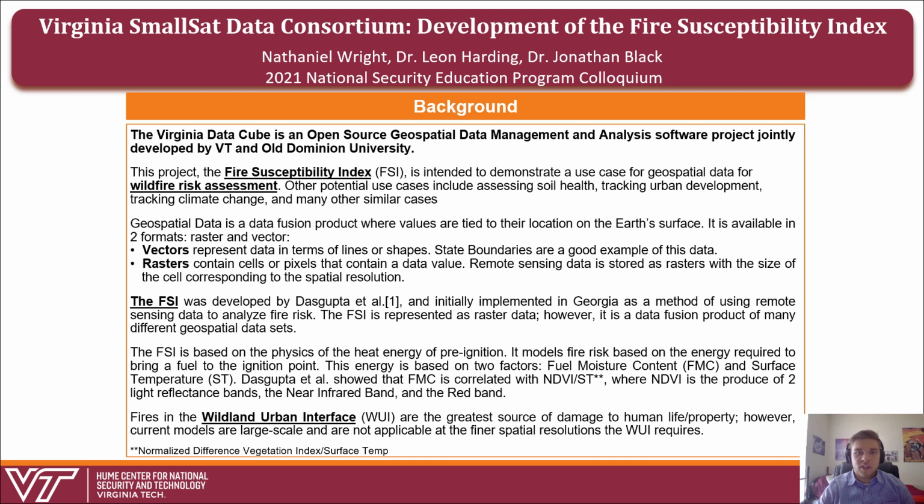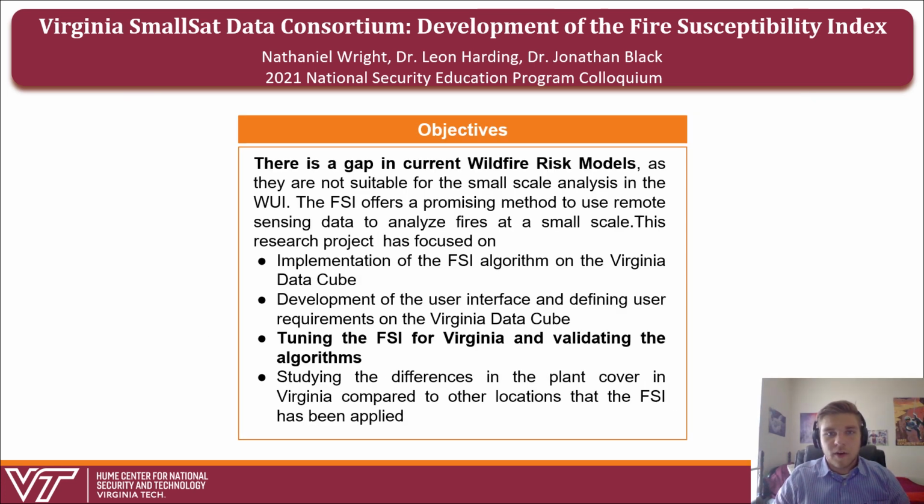Fires in the wildland-urban interface, or WUI, are the greatest source of damage to human life and property, but current models are not well suited for the finer spatial resolutions the WUI requires. Prior work demonstrated that the FSI can be applied at these finer spatial resolutions to target the WUI. The gap in the current wildfire risk models is the target application area of the FSI, which offers a method to use remote sensing data to analyze fires at a finer scale. The goals of this research project include developing both the Virginia Data Cube and the FSI for application in Virginia. The focus over the past semester has been an attempt to tune the FSI for Virginia and validate our algorithms.